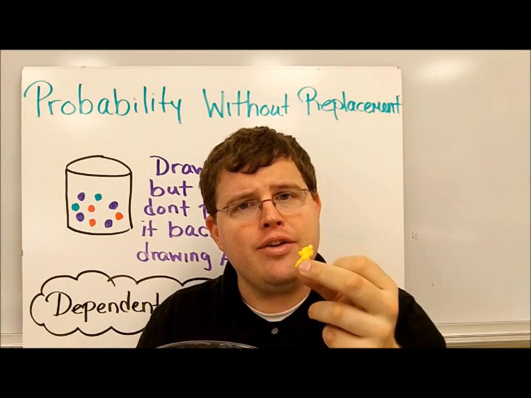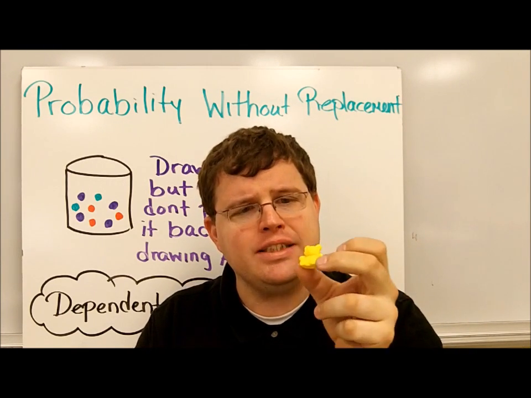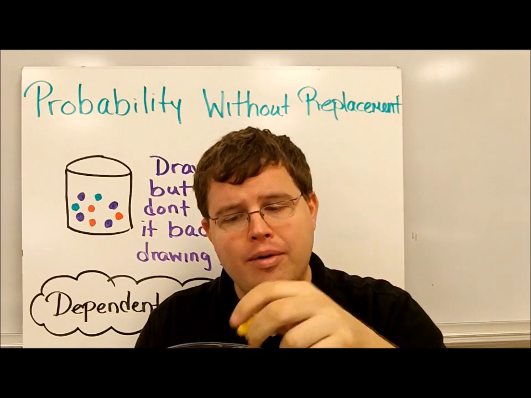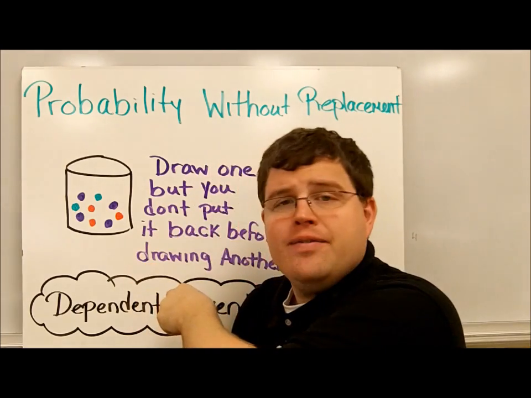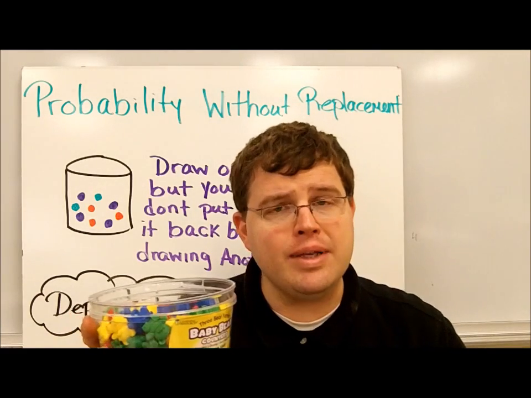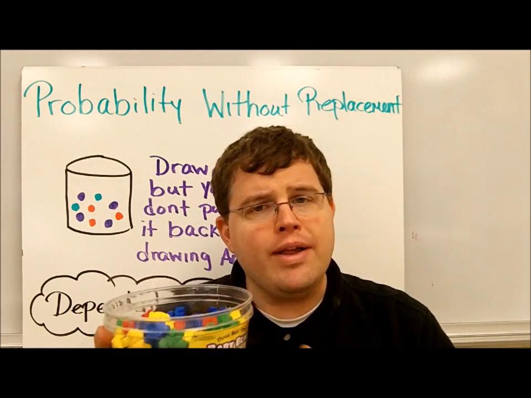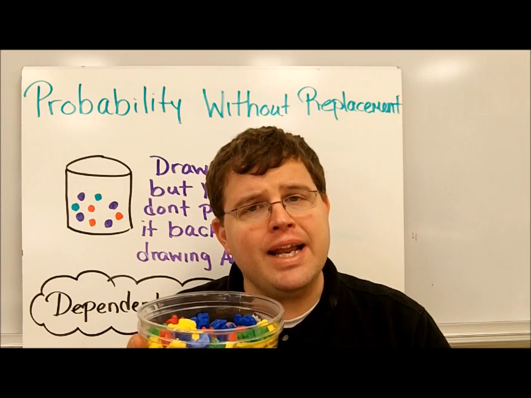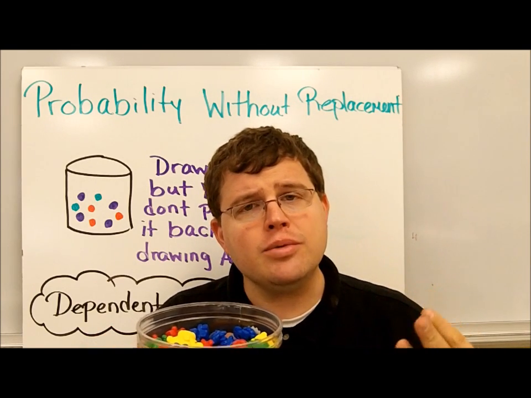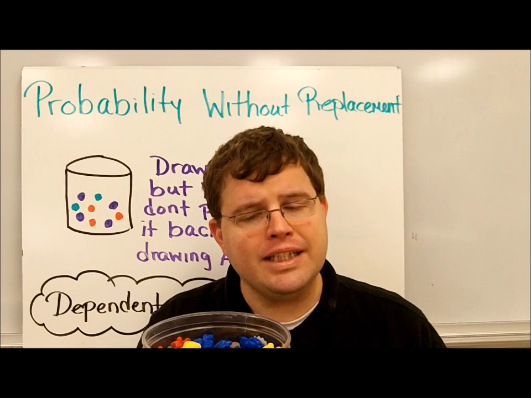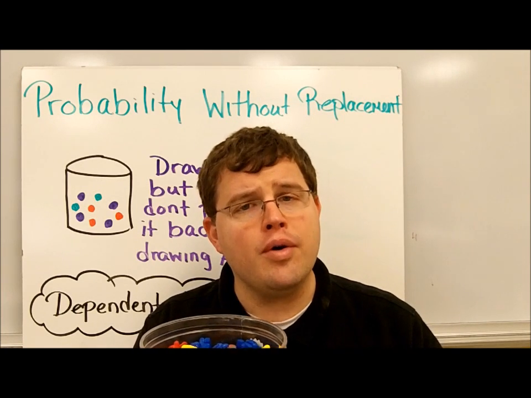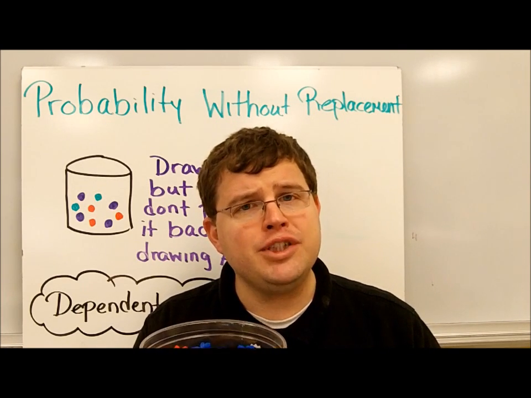Suppose we have a 25 out of 100 chance of getting the yellow bear. Well, if I draw it out and then just set it off to the side, I now only have 99 bears in this bucket. So there's only 24 out of 99 chance of getting a yellow bear, and there's also only a 25 out of 99 chance of getting a green or a blue or a red. Notice how the probabilities have changed.